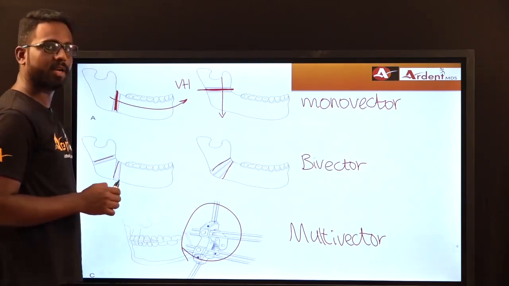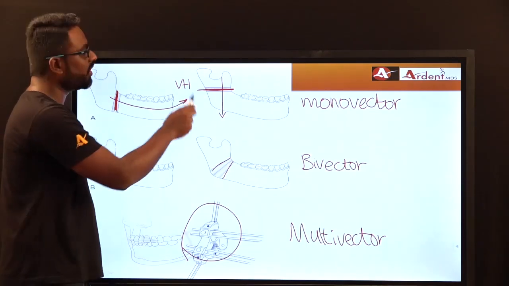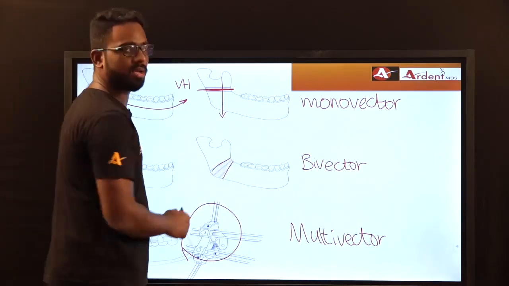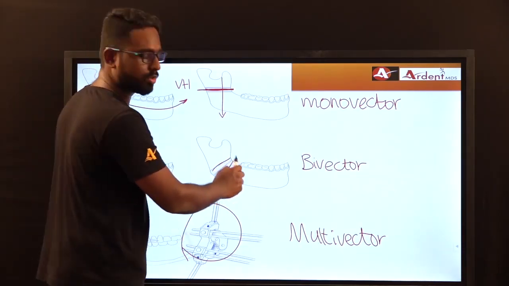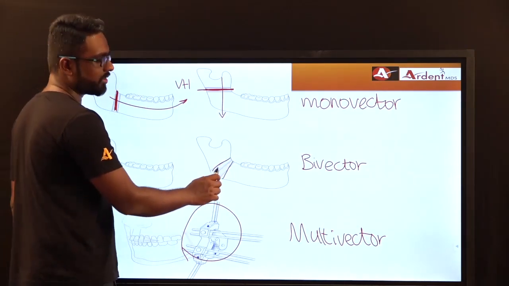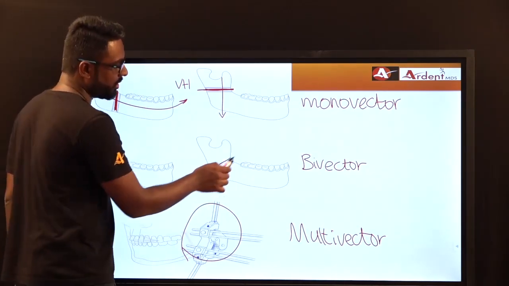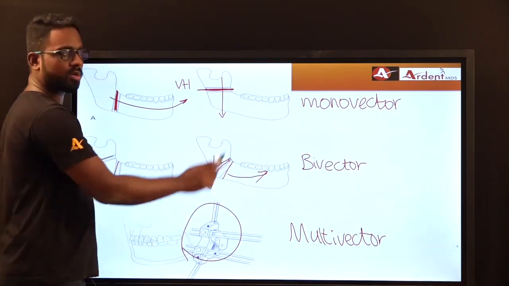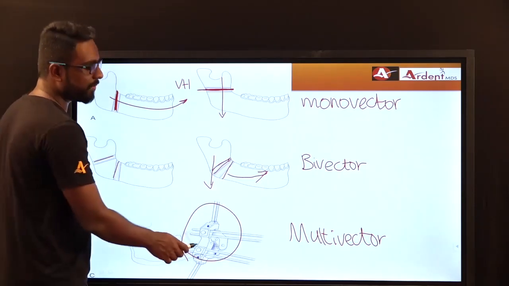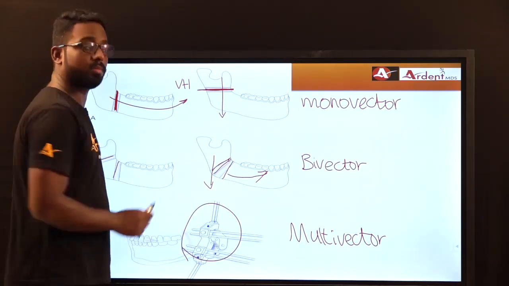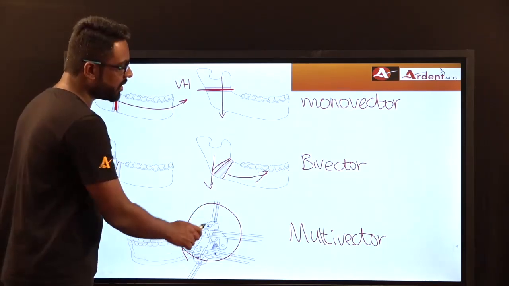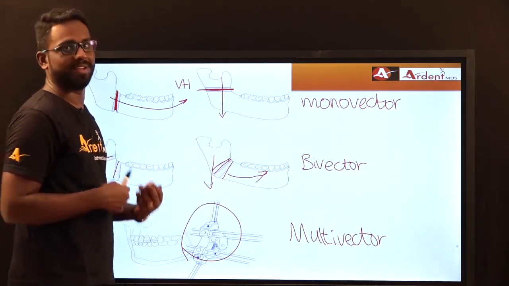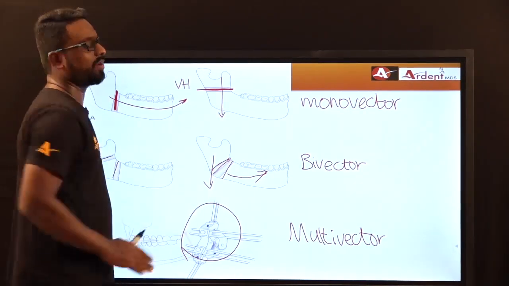So what happens in bivector? We want both horizontal and vertical. We perform bivector surgeries, that is corticotomies on two sides, or an oblique osteotomy, that is an oblique corticotomy. If we perform an oblique corticotomy, it can move this way also, and this way also. So this is all about corticotomy procedures. When we use a multivector distraction device, we perform a single corticotomy but use a multivector device that can move in all three planes. It is a little bit complex, so it is enough if you remember these alone.